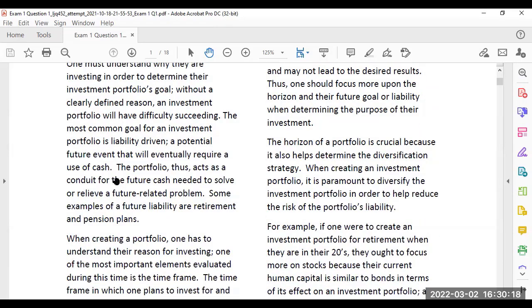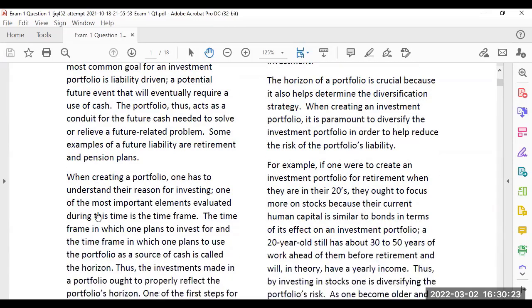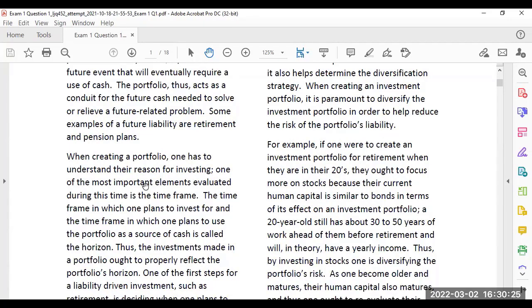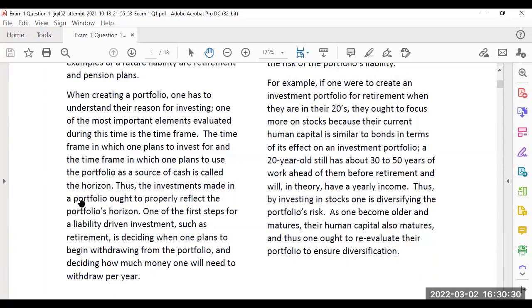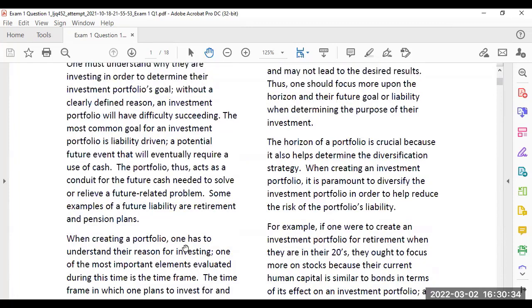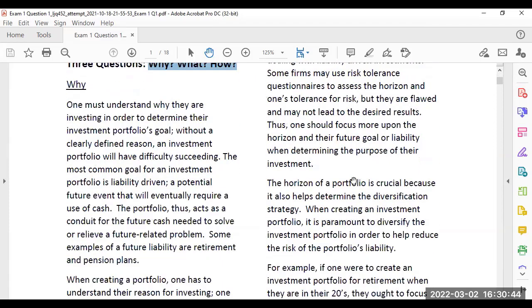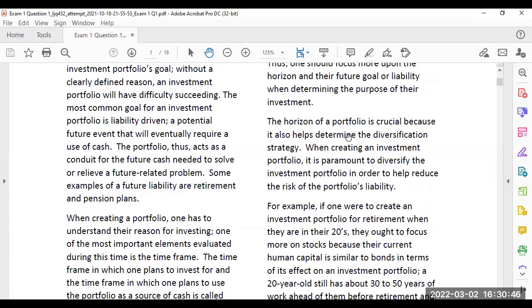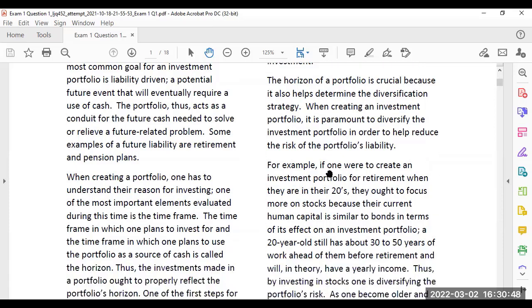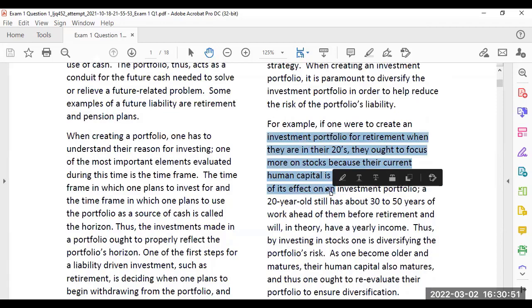The portfolio thus acts as a conduit for future cash needed to solve some examples: liability, retirement, pension. One has to understand the reason for investing, the time frame. He's got the time frame, and thus the investments made in a portfolio ought to properly reflect the portfolio's horizon. He's got that. He's still on the why. Without understanding one's horizon, it's going to be very difficult to create an investment portfolio. One must also account for changes in inflation. The way he's getting into it. The horizon is crucial because it also helps determine diversification strategy. So he's going to really go into it.